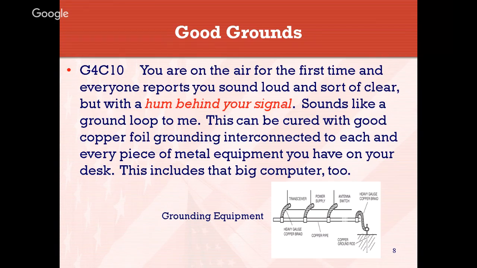Down there on the lower right, you see a pictorial of how this is actually accomplished. You've got the heavy gauge copper braid, and then a flattened copper pipe that goes through the wall, and then you have another heavy gauge copper braid attached to it on the outside and then into the ground rod.